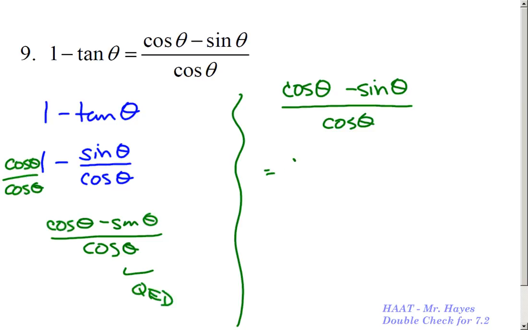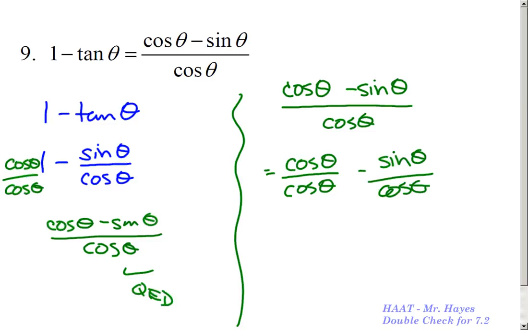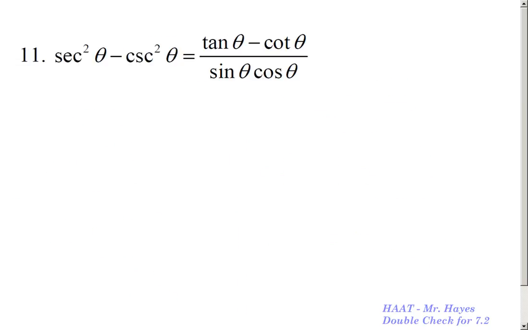So you can write that as two separate fractions with cosine theta as your denominator. So then that's going to become 1 minus tangent theta. So that would also be a way to work. 11, same idea.